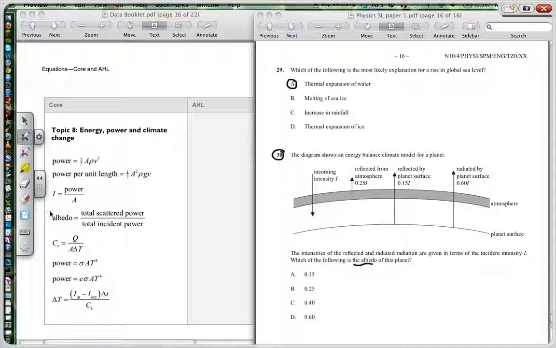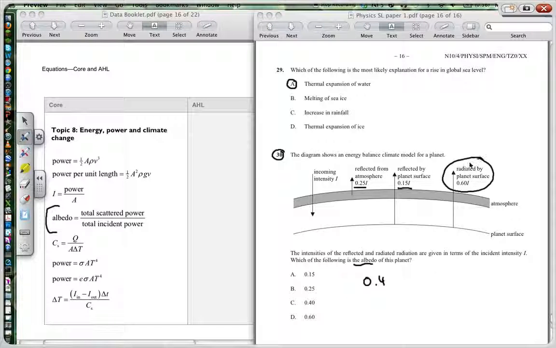Now, albedo is given in this formula over here. So it's the total scattered power, and that would be these two over here. These are the reflected ones. So it would be 0.25 plus 0.15, so it becomes 0.4 of the total amount.